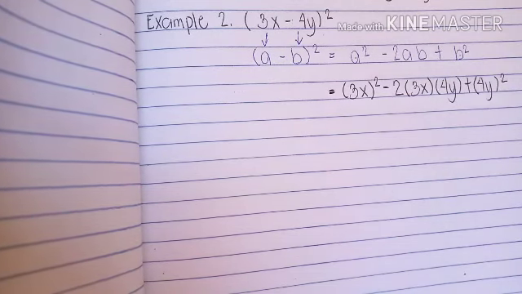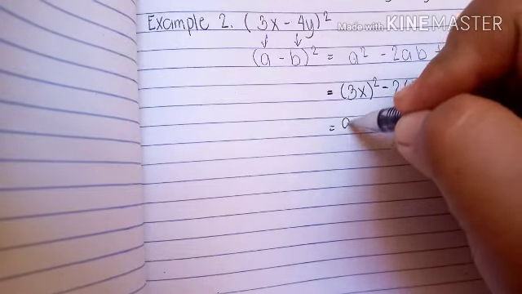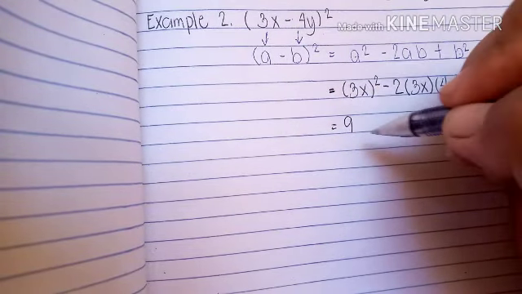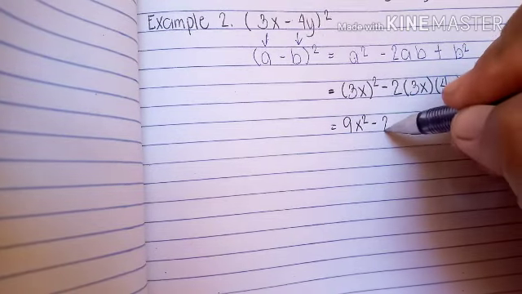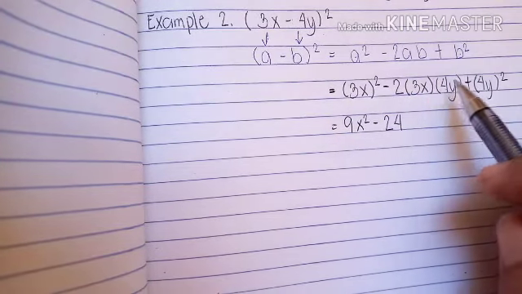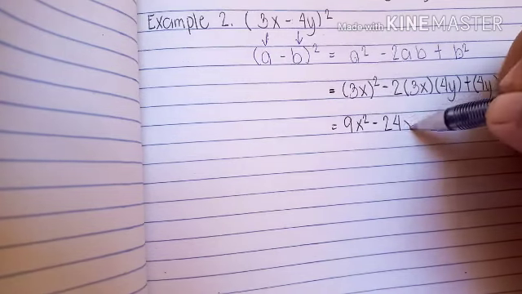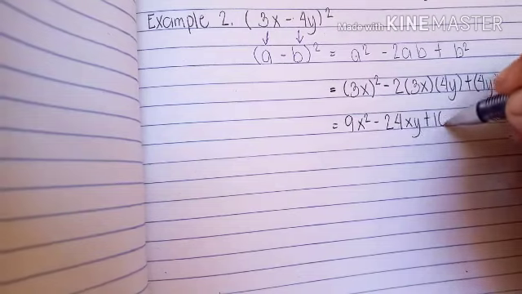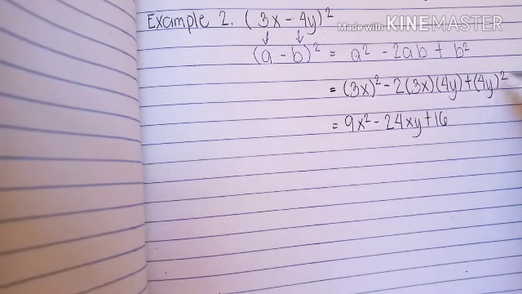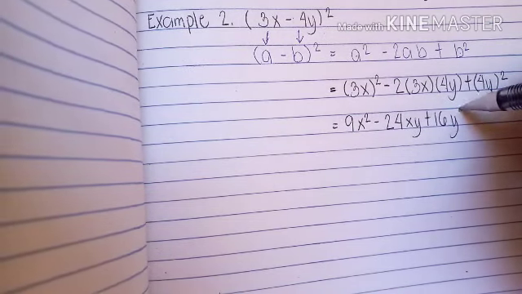Now, simplifying it, that would become 9x squared minus 24, x times y is again xy, plus 16, and y squared is y squared.